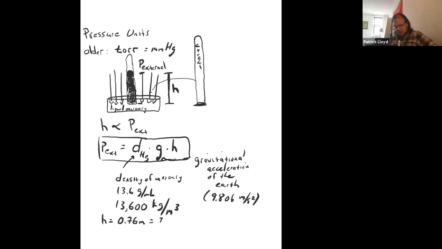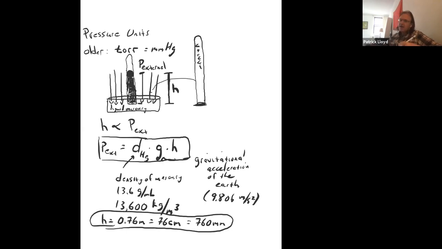Which is also equal to 76 centimeters, or 760 millimeters, right? A millimeter is a tenth of a centimeter. So that's the height you would generally get under normal conditions.